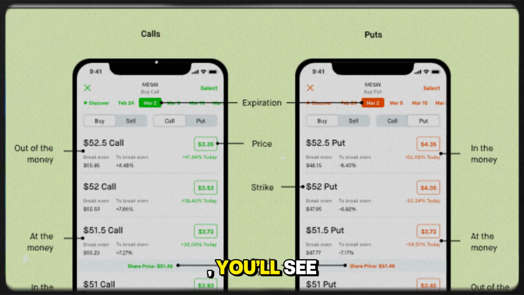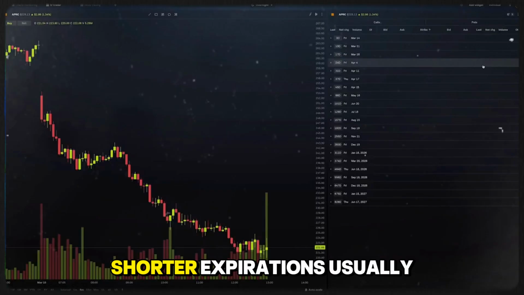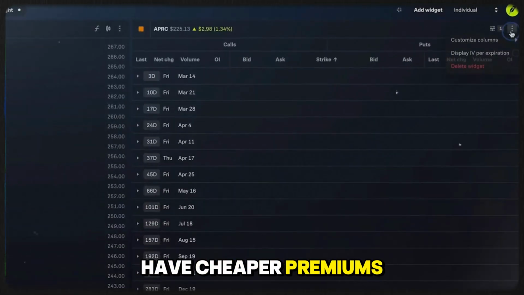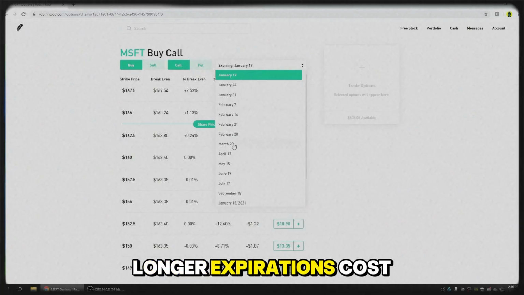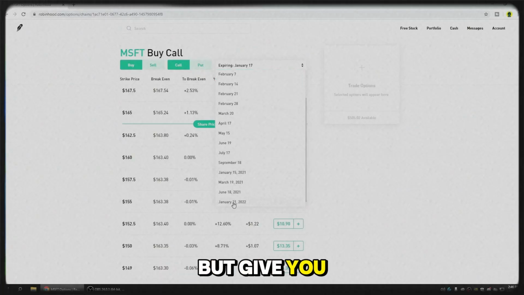At the top, you'll see expiration dates. Shorter expirations usually have cheaper premiums, but less time for your prediction to play out. Longer expirations cost more, but give you breathing room for the trade to work.